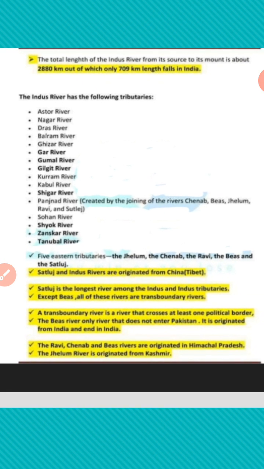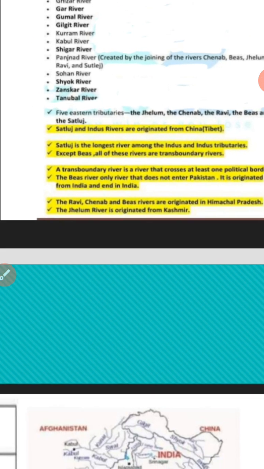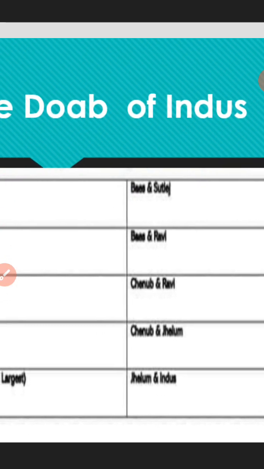The Indus River has the following tributaries: Astor, Nagar River, Dras River, Balram River, Gilgit, Gar, Gumal, Gilgit, Kurram, Kabul, Shigar, Panchnad, Soan, Shyok, Zaskar, Thanubal River. These are all about the Indus River system.